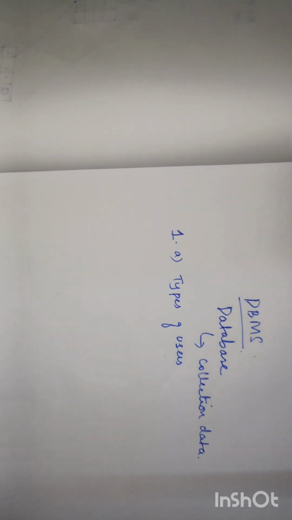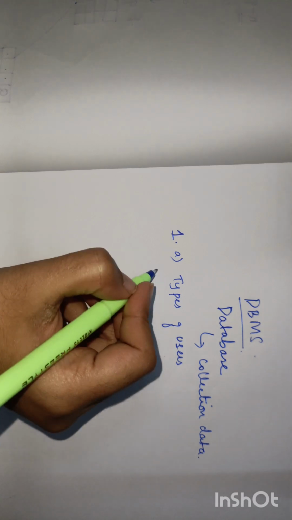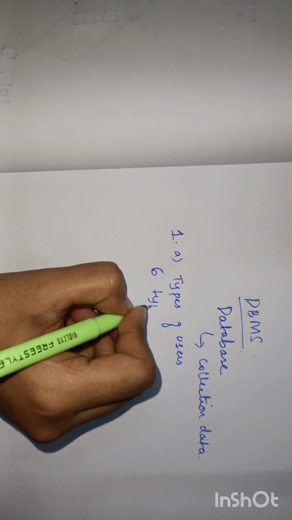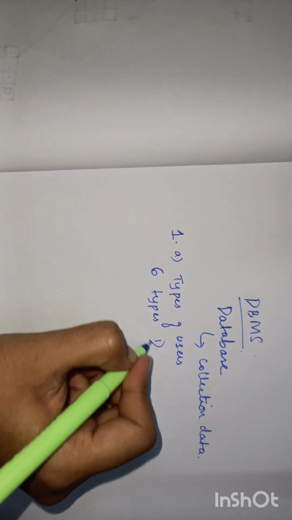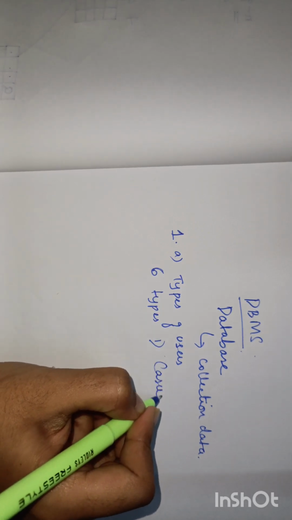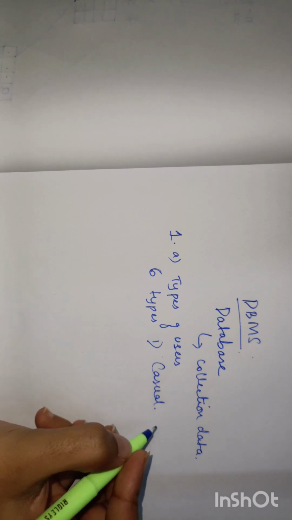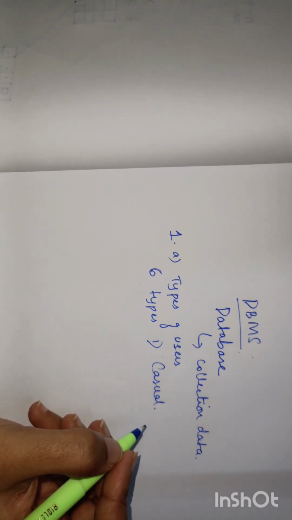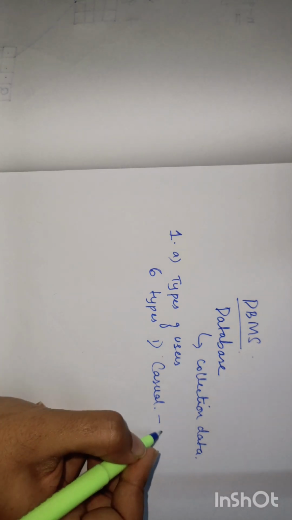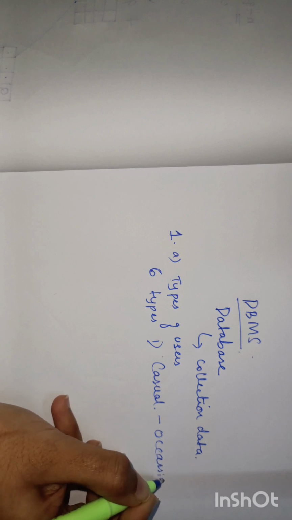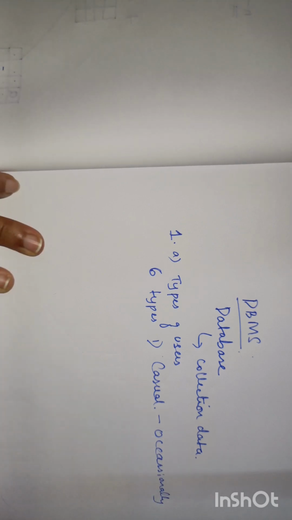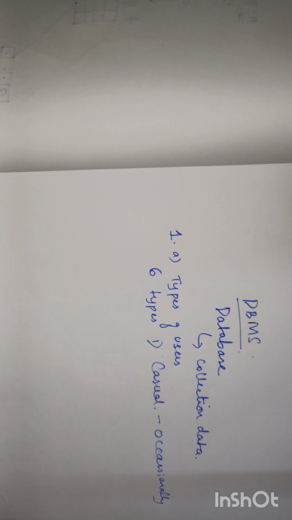In a model question paper, our first question is the types of users. So, what are the types of users we have? We have six types of users. First, casual end users. What are the types of end users? First is the casual end user. Casual end user is the one who accesses the database occasionally. So they will access the database as and when required but occasionally.